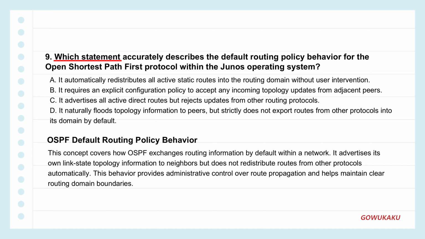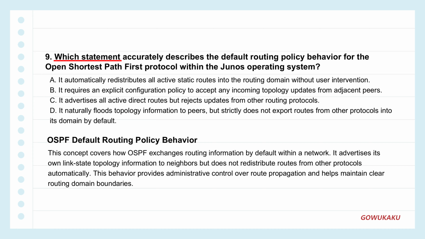A. It automatically redistributes all active static routes into the routing domain without user intervention. B. It requires an explicit configuration policy to accept any incoming topology updates from adjacent peers. And the others? C. It advertises all active direct routes, but rejects updates from other routing protocols. D. It naturally floods topology information to peers, but strictly does not export routes from other protocols into its domain by default. So what's your take on OSPF?